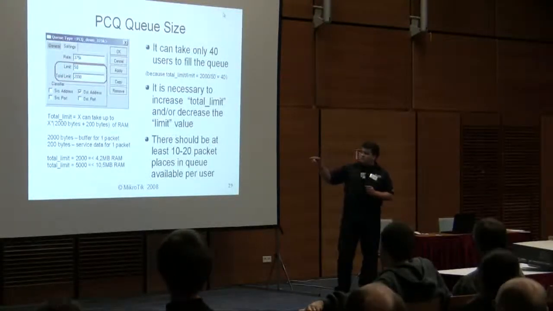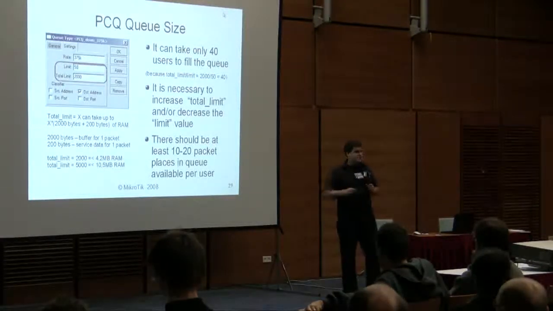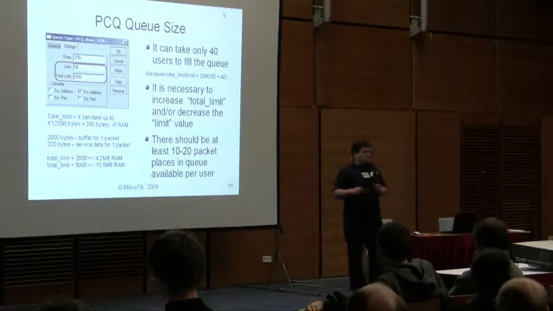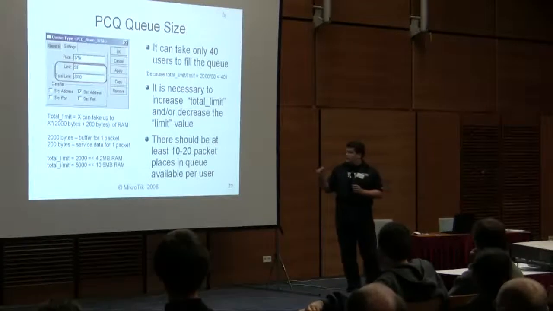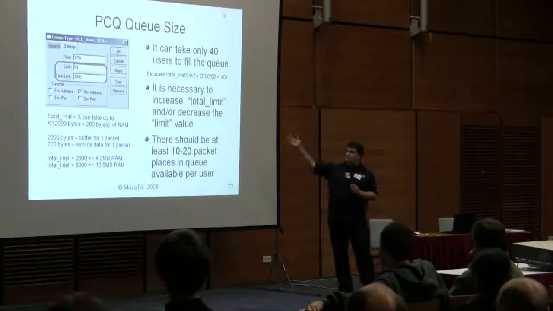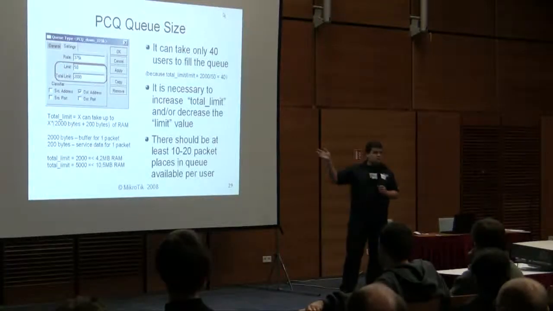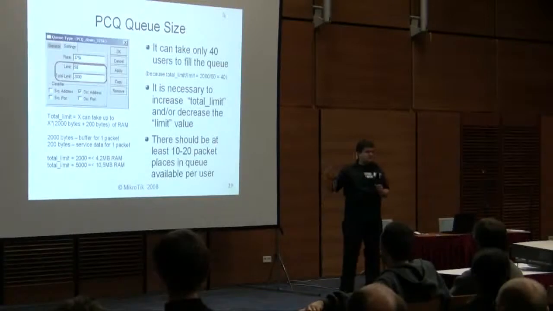If you are worried about how much RAM it will take, it actually doesn't take much. You can see calculations there. If you have 2,000 packets, it's around 4.5 megabytes of RAM. Not bits, bytes. So our suggestion is to change limit-at and max-limit so that you will always have at least 10 to 20 packets for each client.